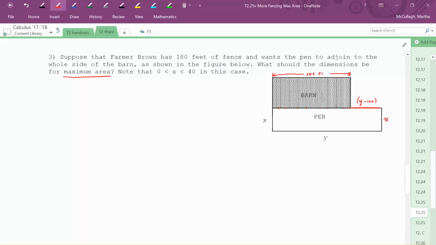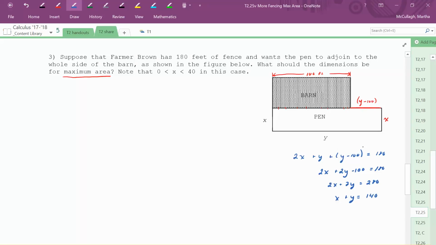So if I'm going to be using my 180 feet to make this pen, I'm going to have two x's. Those are my two widths. I'm going to have a y for this entire length, and I'm going to have this y minus 100 that will all take up the 180 feet of fence. And simplifying that, I've got 2x, I've got 2y, minus 100 equals 180, and simplifying some more, 2x plus 2y, add the 100 to each side, equals 280. And while I'm simplifying, x plus y equals 140.